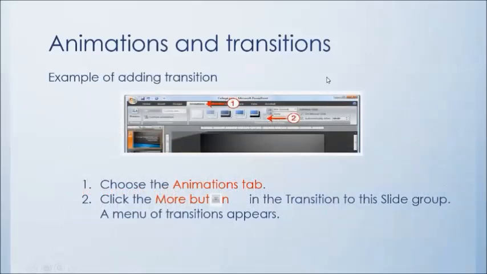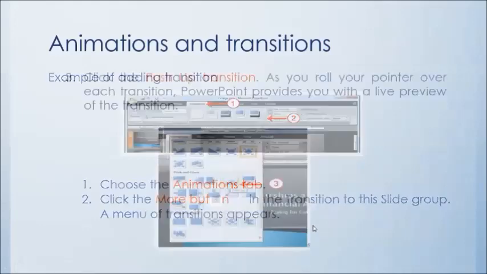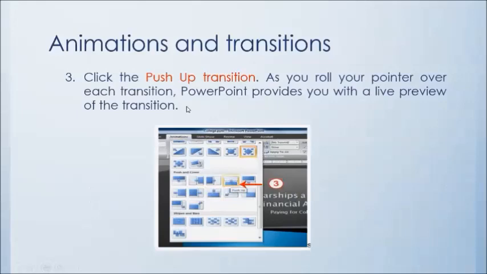Example of adding a transition. We have a diagram here. First, choose the Animations tab. That's number one. Then click the More button in the Transition to This Slide group. A menu of transitions appears. Then click the Push Up transition. As you roll your pointer over each transition, PowerPoint provides you with a live preview of the transition. So that's number three.